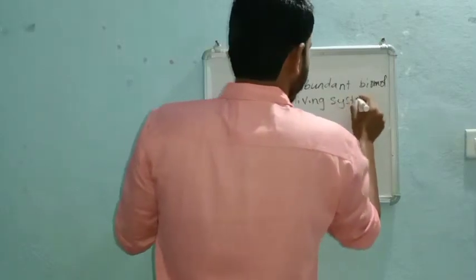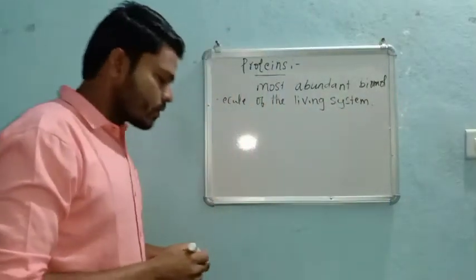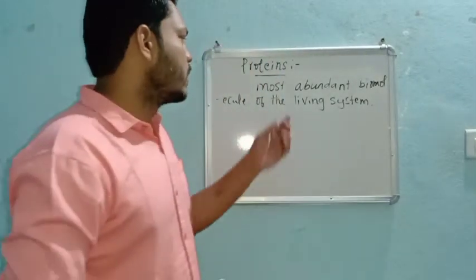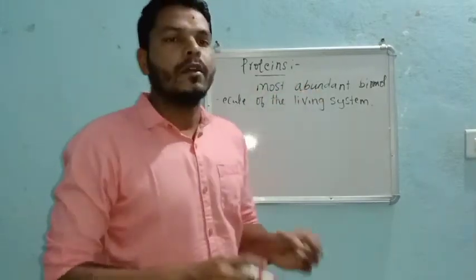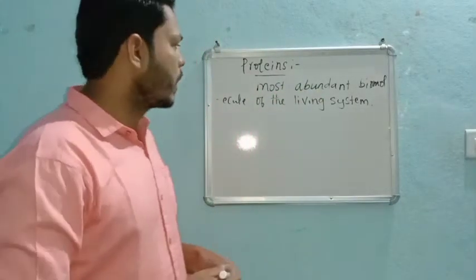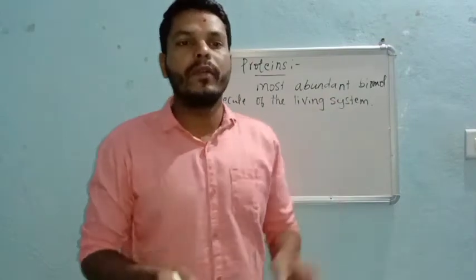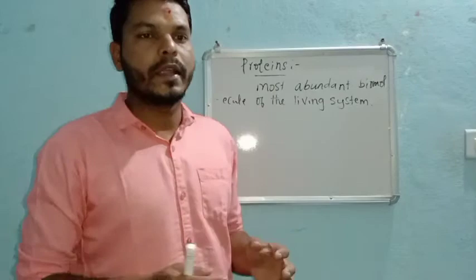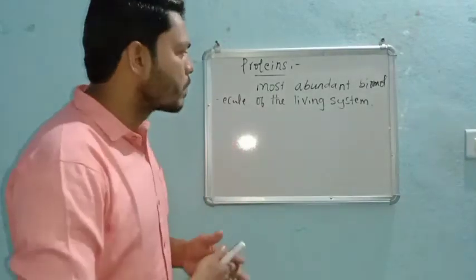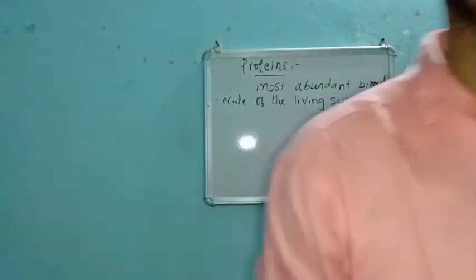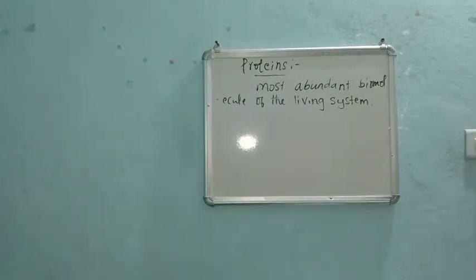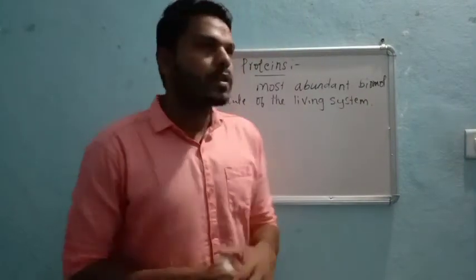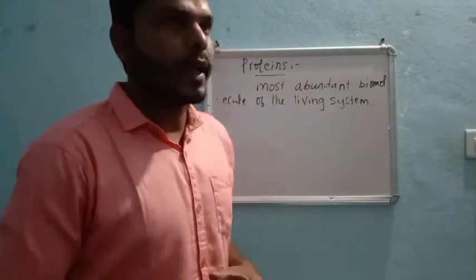So abundant is nothing but its availability, right? Most abundant means that in the living body we can see protein everywhere, right? So abundance is nothing but its amount. Its amount present in our body is more, right? So this is what we call the most abundant biomolecule.